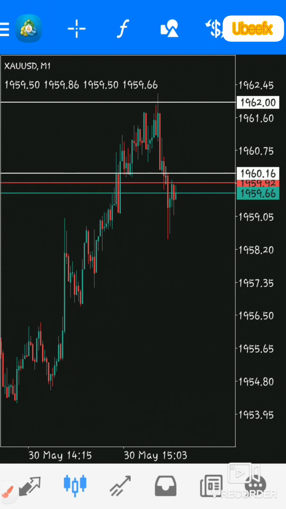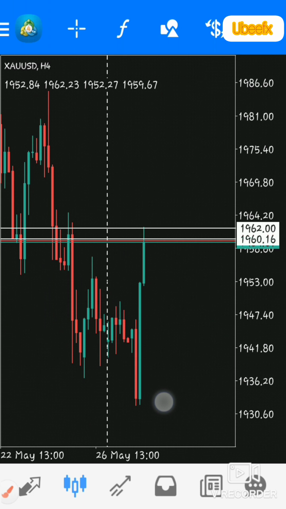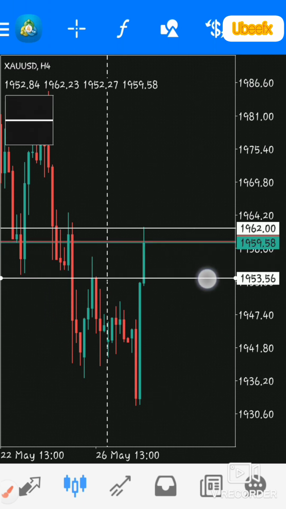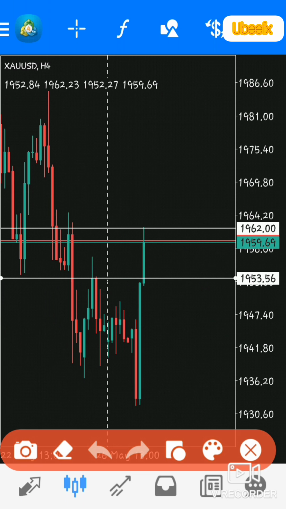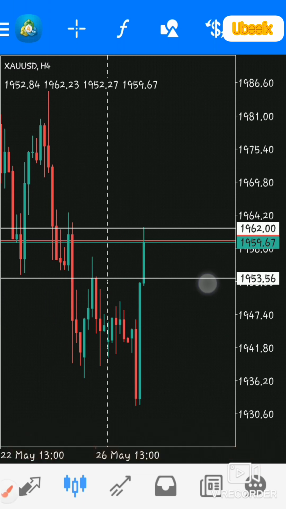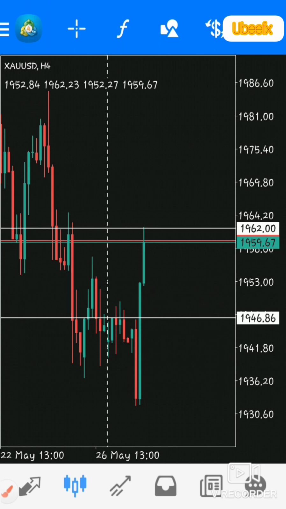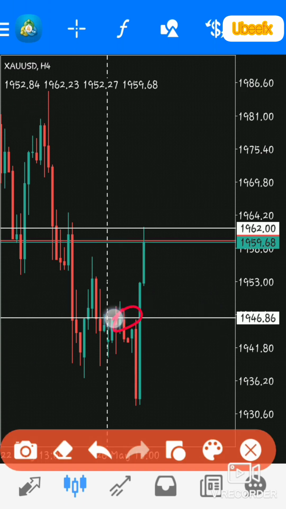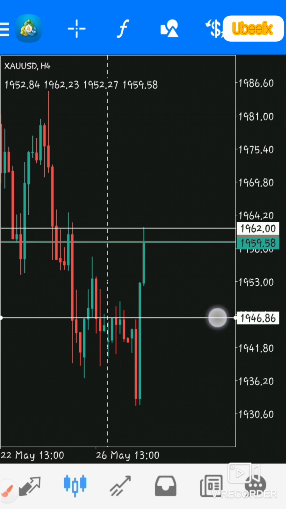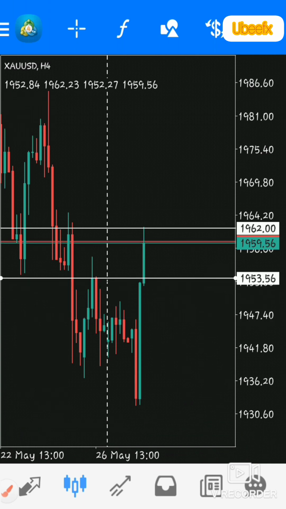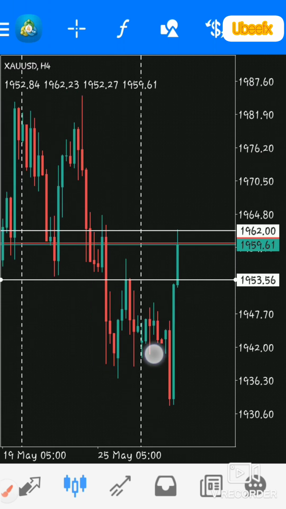We first of all marked our resistance level in H4 here, and the first level we were looking at was here. Gold failed to respect that level, and we looked out for this level again, and at this level we got a signal.